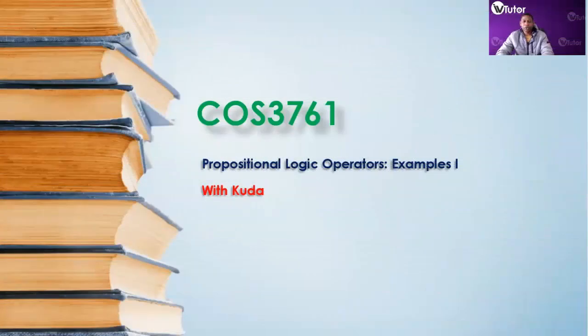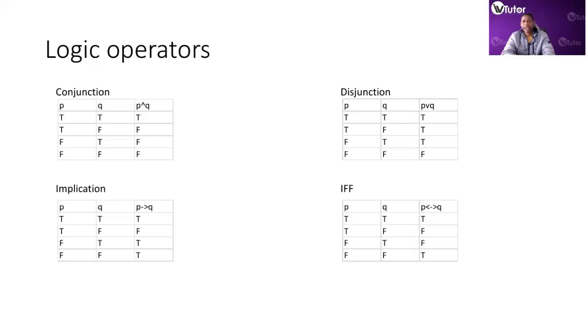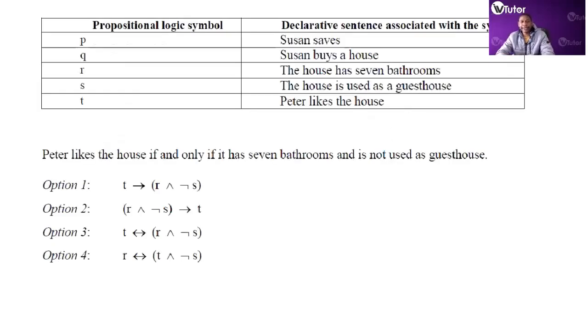Right, so we looked at propositional logic operators. Now we need to look at some examples. Right, so these are the operators and their truth value outputs. Let's look at conversion from English to first order logic.